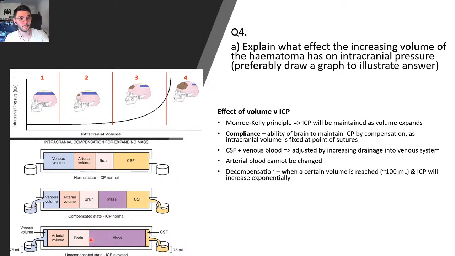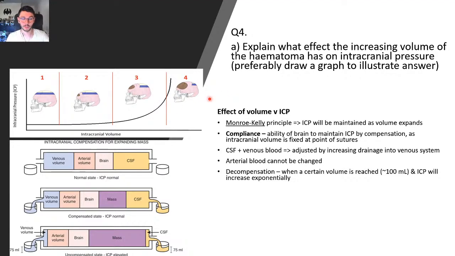But we reach a point where the mass becomes too big, and this is where we suddenly have an exponential increase in intracranial pressure, where the CSF and venous volume drainage cannot increase. Arterial volume remains the same because you need that for perfusion. If all the available venous volume is gone and all the CSF capacity is gone, then we have decompensation, and this roughly occurs at 100 milliliters. Intracranial pressure will then increase exponentially.